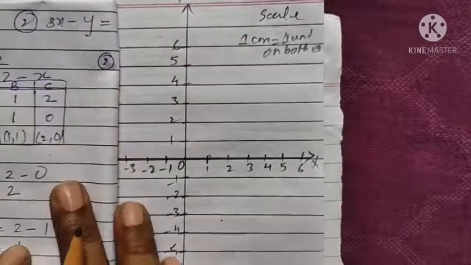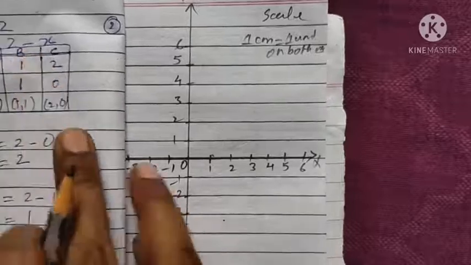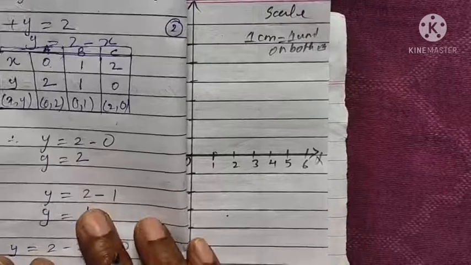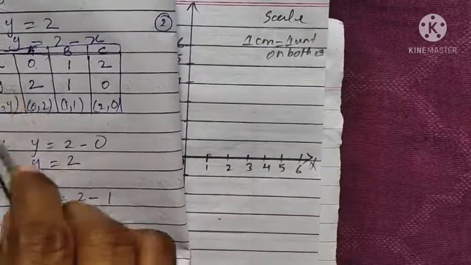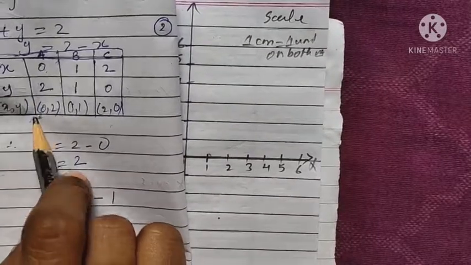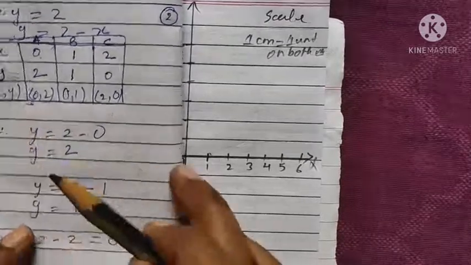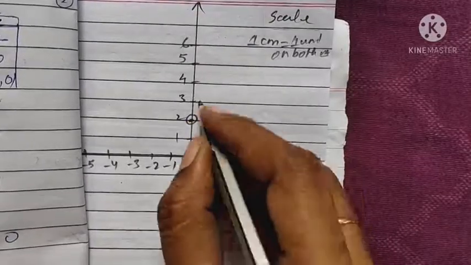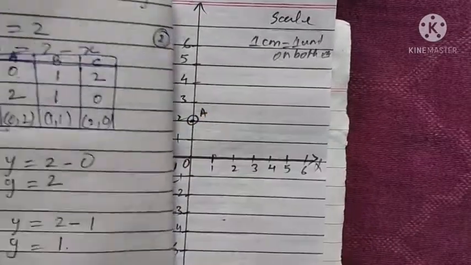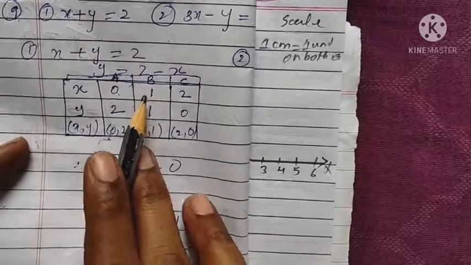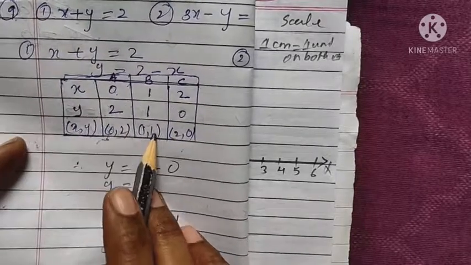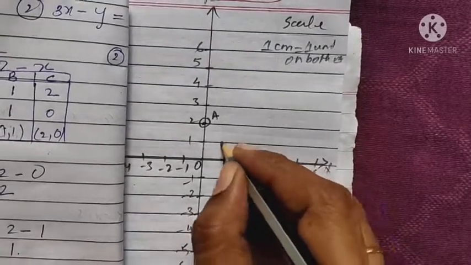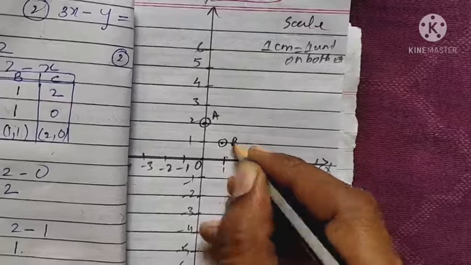First one is this, x plus y is equal to 2. We get the solution, x and y coordinate, as first is 0, 2. X coordinate is 0. That means point lies on y axis. So on y axis the 2 is here. This is your point A. Now the next point is 1, 1. That means this point lies in first quadrant. So first quadrant 1, 1 is here. So this is your point B.